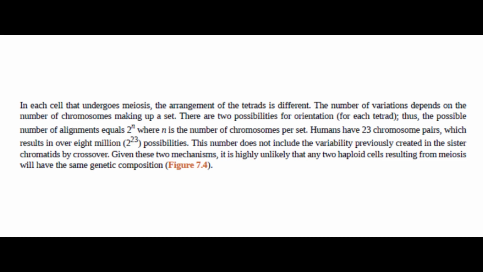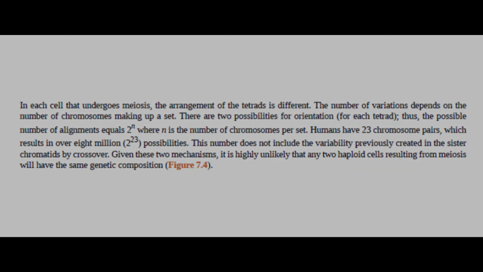The number of variations depends on the number of chromosomes making up a set. There are two possibilities for orientation for each tetrad. Thus, the possible number of alignments equals 2 raised to the power of n, where n is the number of chromosomes per set. Humans have 23 chromosome pairs, which results in over 8 million (2 to the 23rd power) possibilities. This number does not include the variability previously created in the sister chromatids by crossover. Given these two mechanisms, it is highly unlikely that any two haploid cells resulting from meiosis will have the same genetic composition.